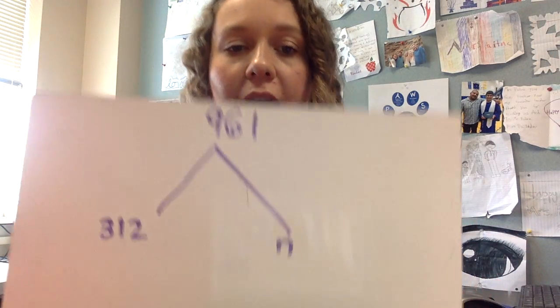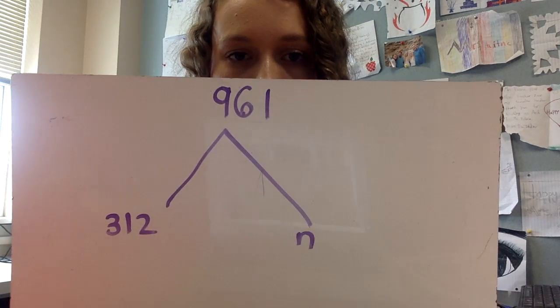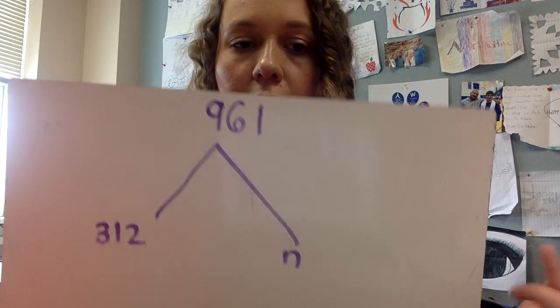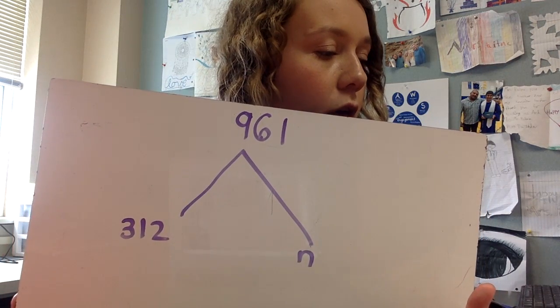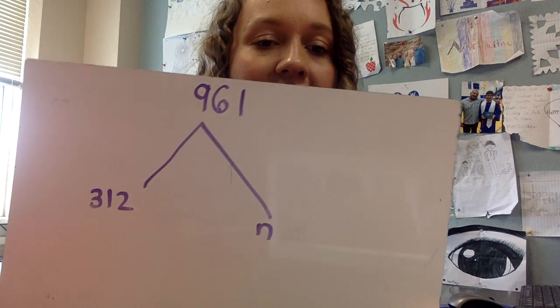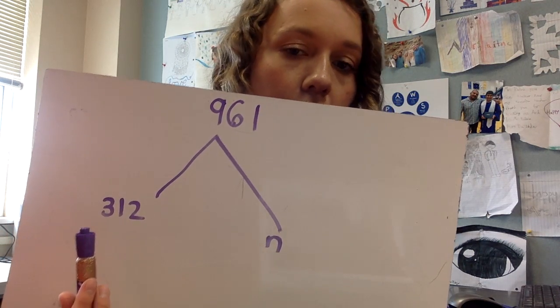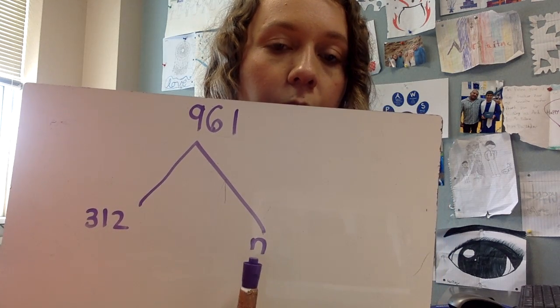So the reason that 961 is at the top is because it is our total. 312 is how many people attended the early showing. N represents what we do not know, okay? So this is going to be our solution equation. 312 plus N equals 961.